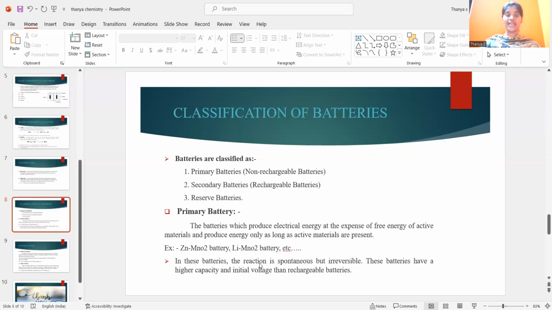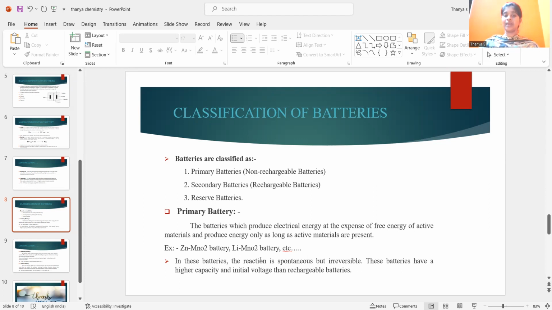Next topic, classification of batteries. Batteries are classified into three types. There are primary batteries, also known as non-rechargeable batteries; secondary batteries, also known as rechargeable batteries; and the third one is reserve batteries. Firstly, we know about the primary batteries. These batteries produce electrical energy at the expense of free energy of active materials and produce energy only as long as active materials are present.